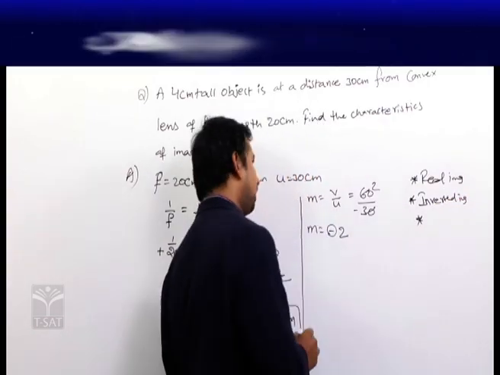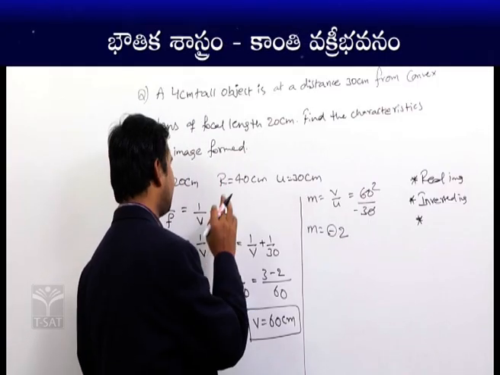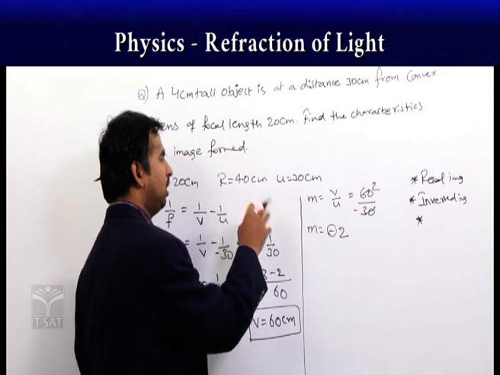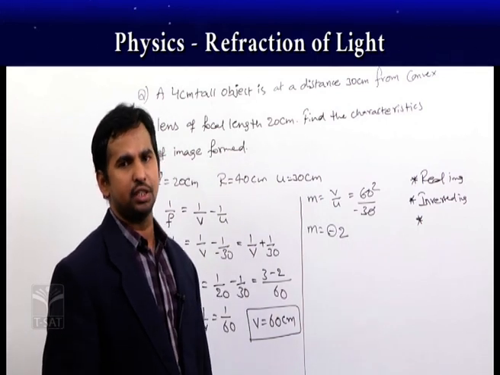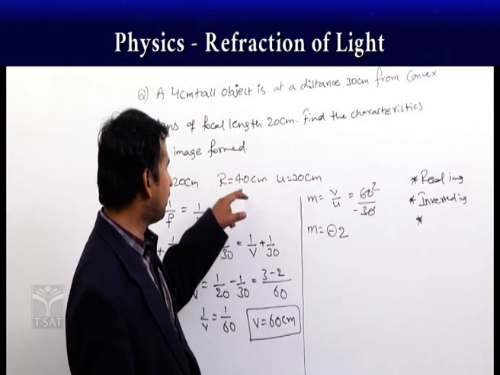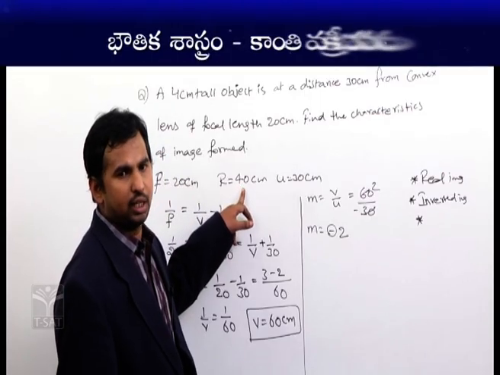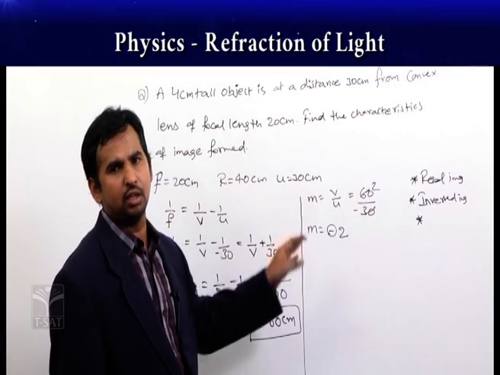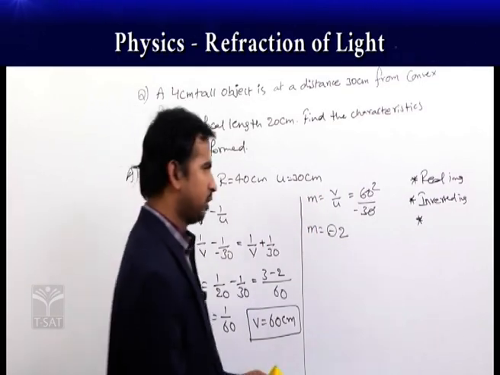Another important thing is, as the object distance is 30 centimeters, the image we got is at 60 centimeters, which is more than the center of curvature distance, because the radius of curvature is 40 centimeters. So the image formed at 60 centimeters is beyond the center of curvature position.